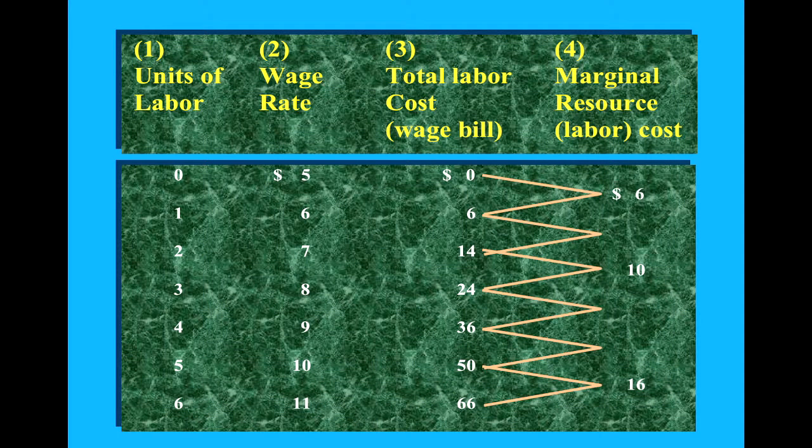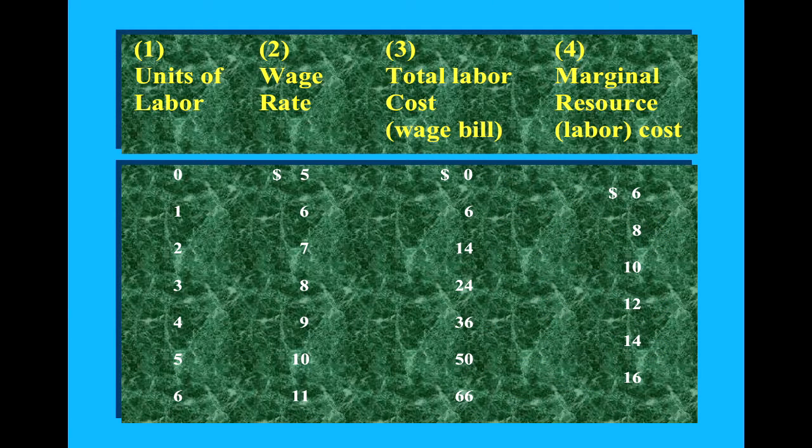This table illustrates why the MRC is greater than the wage rate. See if you can fill in several of the blanks in column 4. The math is very similar to our earlier example of calculating the MRP under imperfect competition. Did you get it right?